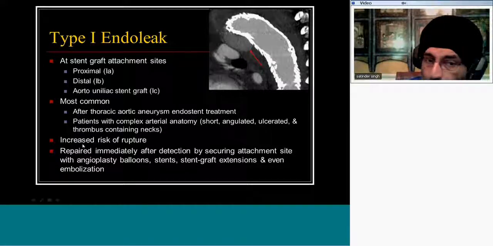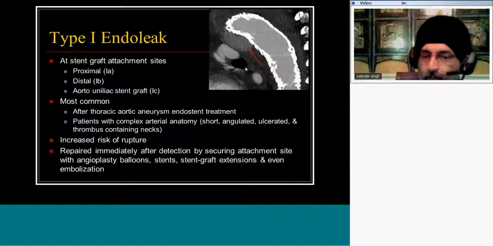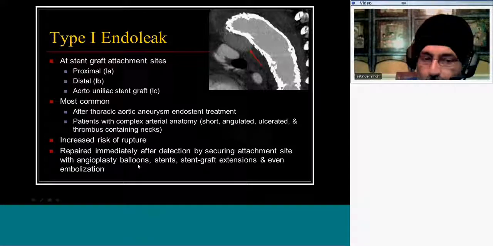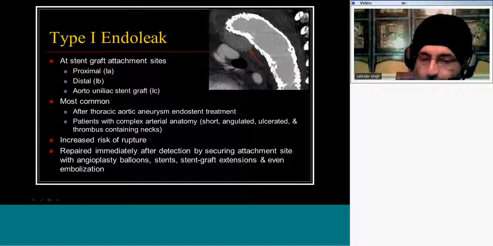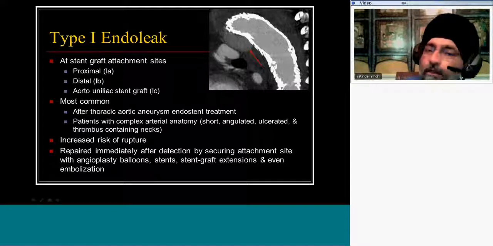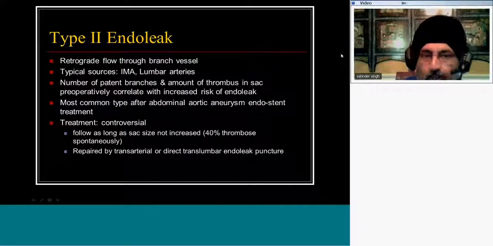These are often associated with risk of rupture, because the contrast is going into the sac and it is going to increase the sac diameter, leading to risk of rupture. Therefore, these need to be repaired immediately. Either you can put another stent to cover the area of the leak, or sometimes you can embolize if there is a feeding vessel, but covering with a stent most of the time works quite well. Rarely these patients may end up going to open surgery if covering with a stent doesn't work.